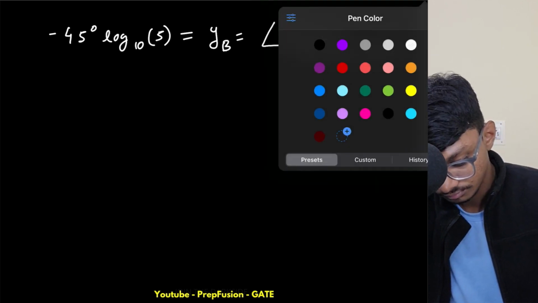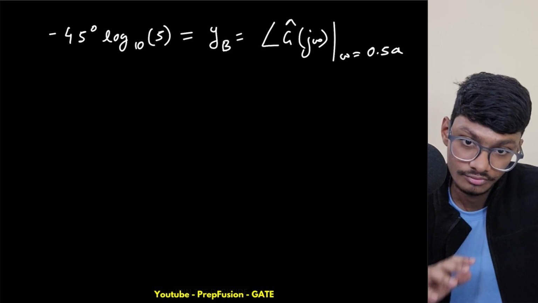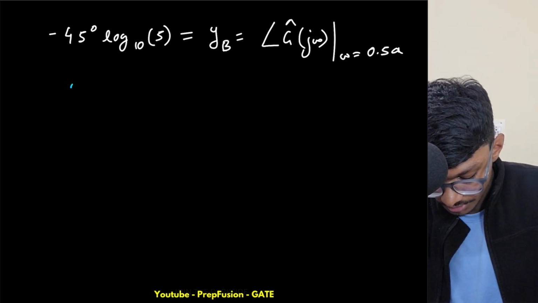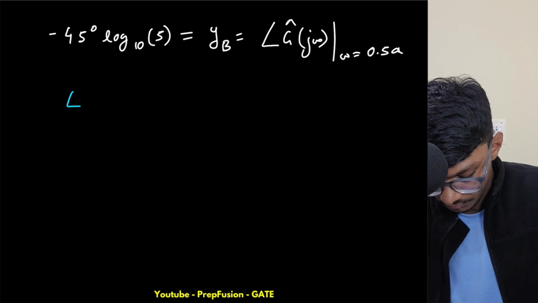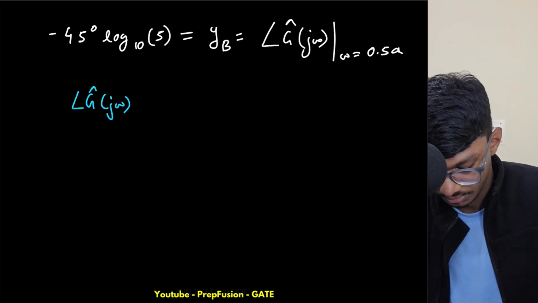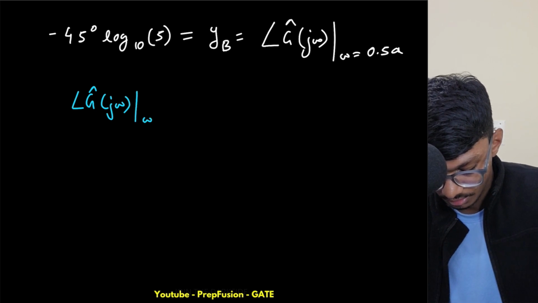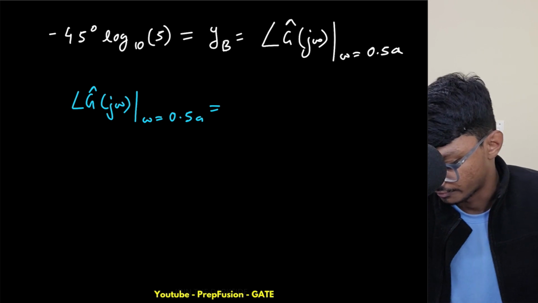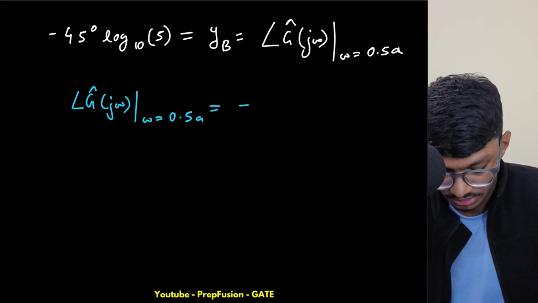Okay, so basically what is happening over here? My angle of G of j omega at omega equals 0.5 equals, what is log 5? Log 5 is 0.69, times minus 45, simply equals minus 31.